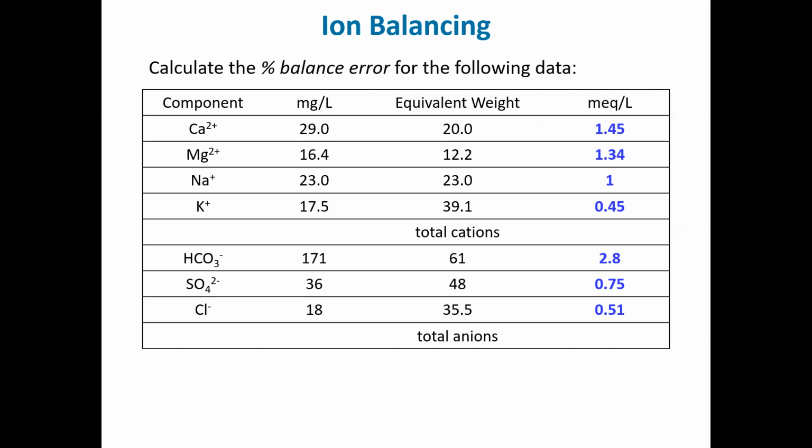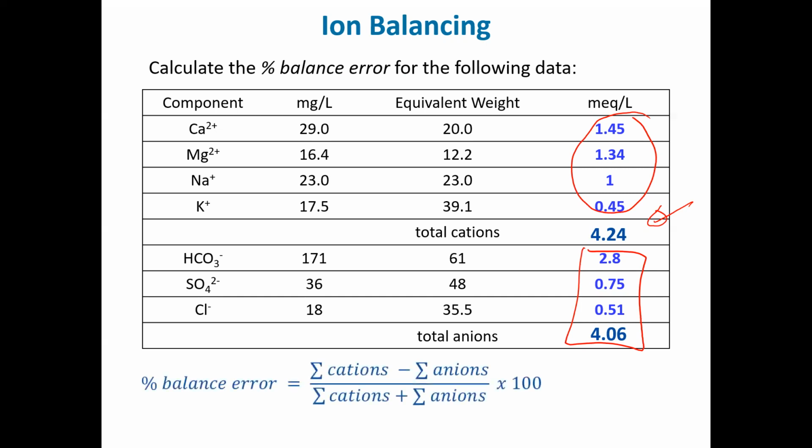On a test, I always advise that you show at least one sample calculation. You don't need to show them all to me, but one sample calculation to show me that you're doing the right thing. Hopefully that all works out, and that will be a mark probably for the sample calculation and a mark for all of the right numbers. After that, we can add them all up. All the cations, you can see right here, add up to 4.24, and all the anions add up to 4.06.